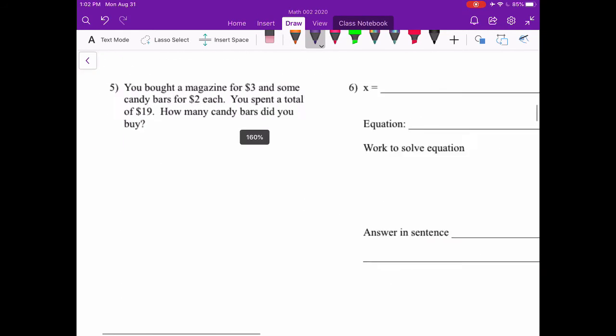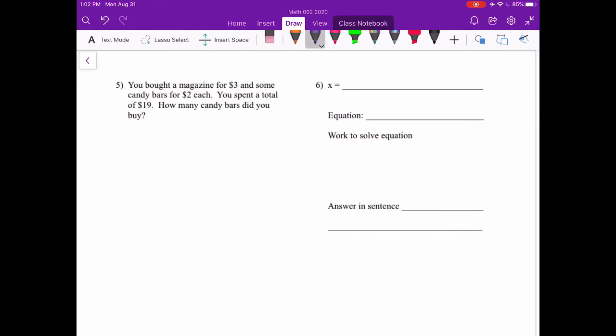Let's do number 5. You bought a magazine for $3 and some candy bars for $2 each, and you spent a total of $19. It says how many candy bars did you buy? So let's let x equal the number of candy bars. How many magazines did she buy? Only 1. We know that for a fact.